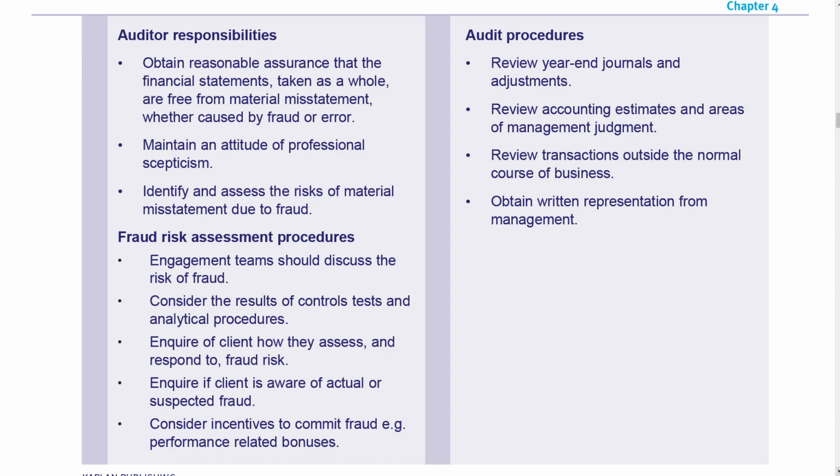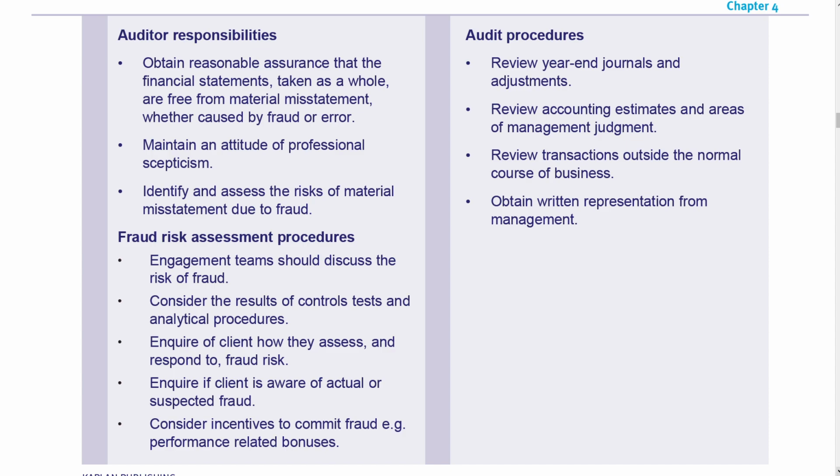Number 3, review transactions outside the normal course of business. Why outside the normal course of business? Because that's a risky area. That's a risky area, so you need to review that. Fraud mostly happens there only, if a transaction takes place outside the normal course of business.